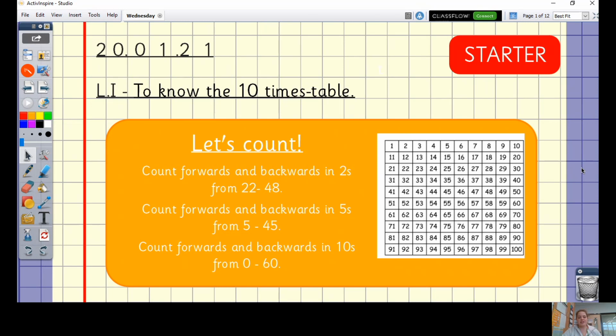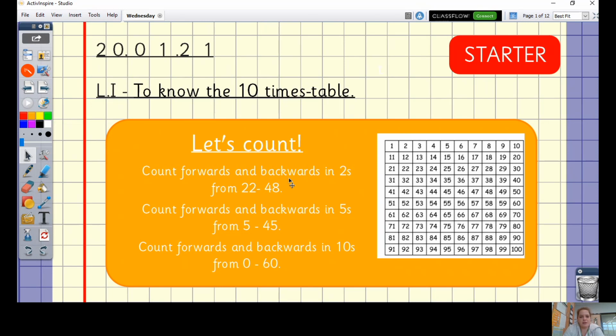So to warm up our brains once again, just like yesterday, we're going to do a little bit of counting. We're going to count forwards and backwards in 2s, in 5s and in 10s. Count in 2s from 22 to 48 and back, in 5s from 5 to 45 and back, and in 10s from 0 to 60 and back. Have a go on your own first, and then we'll do it together in a moment.